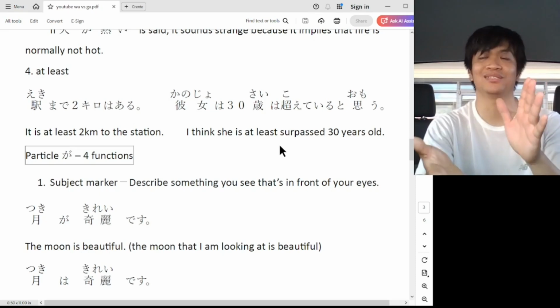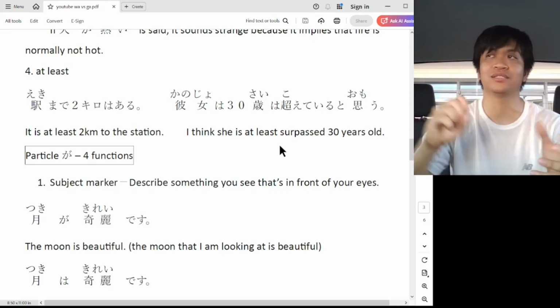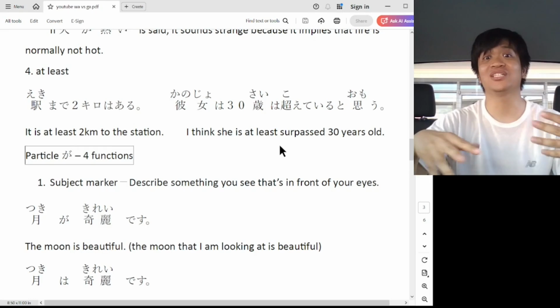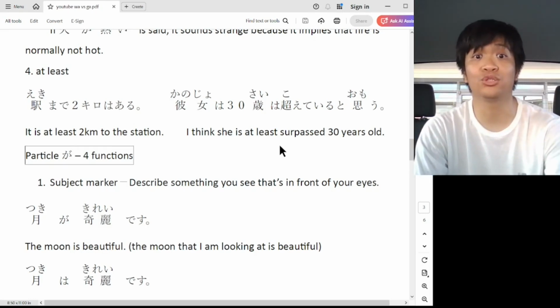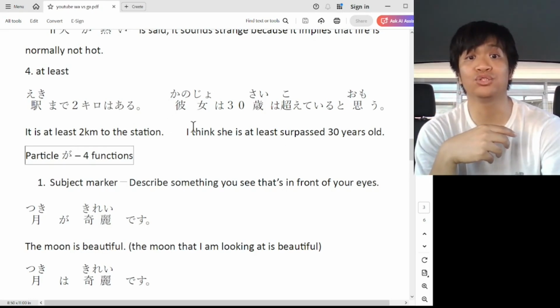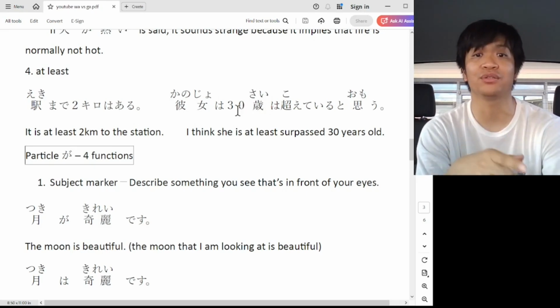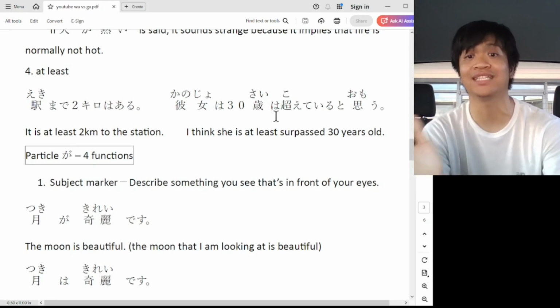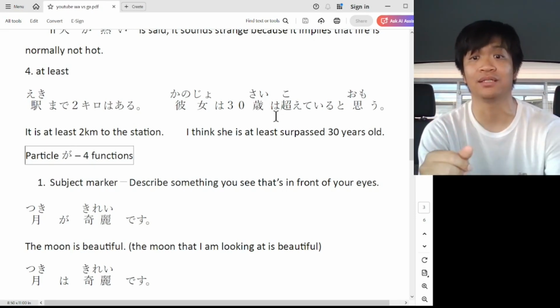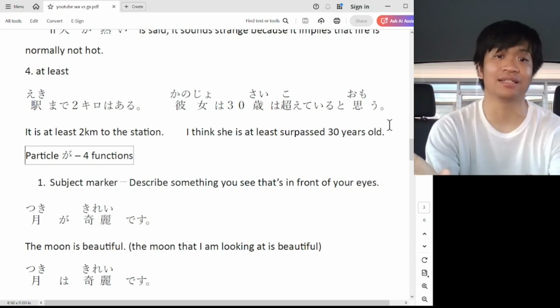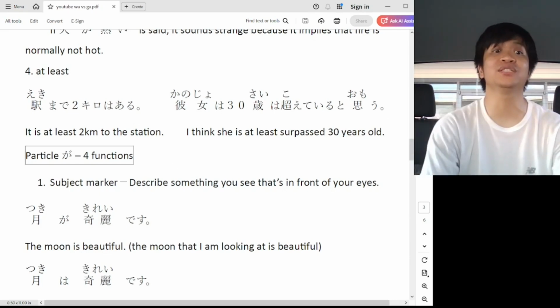That's the direct translation, but a more natural translation in natural English would be, I think she is at least 30 years old. So if you directly translated it, it would be 彼女, that's she. Wa, this is the topic marker. Sanju, 30. Sai, this is the counter for years, so 30 years. Wa, this would mean at least, so at least 30 years old. Koeteru, this is surpassed, that's why I put surpassed here. So she has at least passed the age of 30. To omo, I think. That's I think here. So those are the 4 functions of wa.